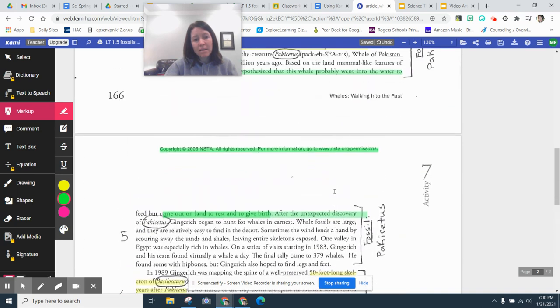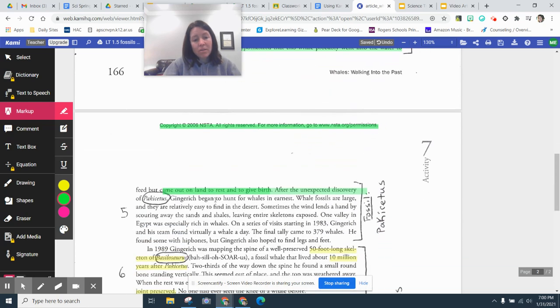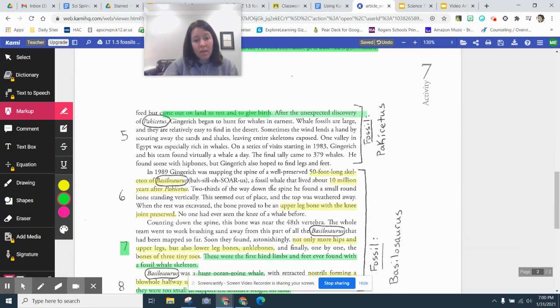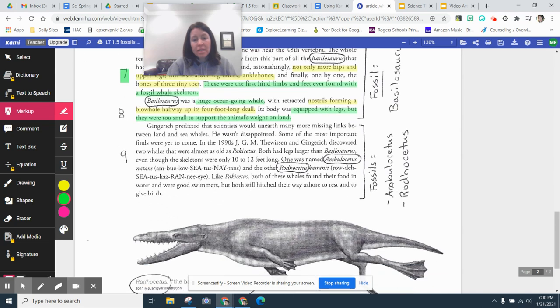Now, when we read about Pakicetus, it says that the whale probably went to water to feed, but came out to land to rest and give birth. Whereas Basilosaurus, it did have legs, but they were very tiny legs, and it wasn't able to support its weight on land. So it had legs, but they didn't work on land. Okay, the very last section is about two fossils, Ambulocetus and Rhodocetus. So paragraph 9. Gingrich predicted that scientists would unearth many more missing links between land and sea whales. He wasn't disappointed. Some of the most important finds were yet to come.